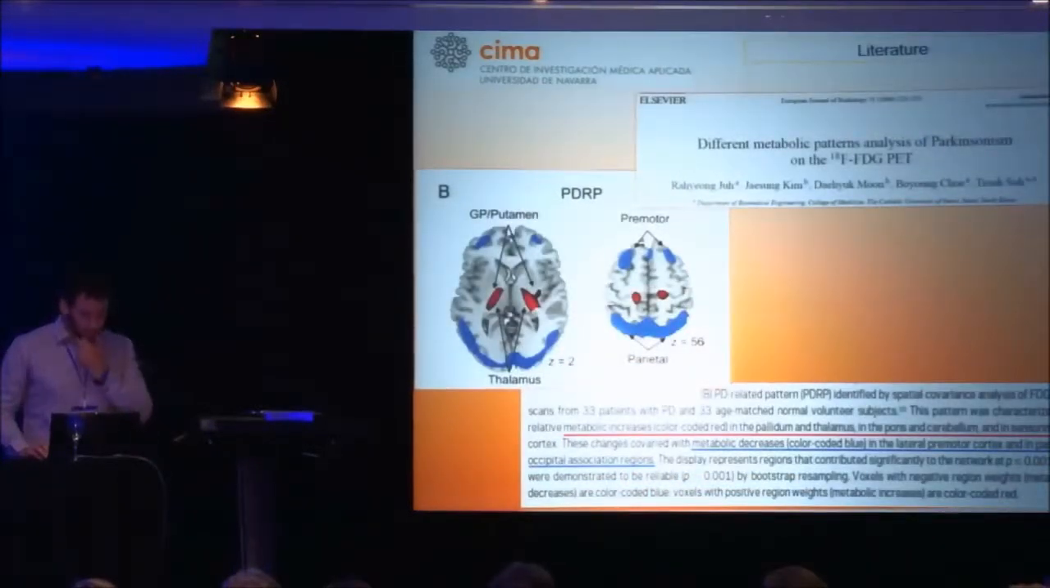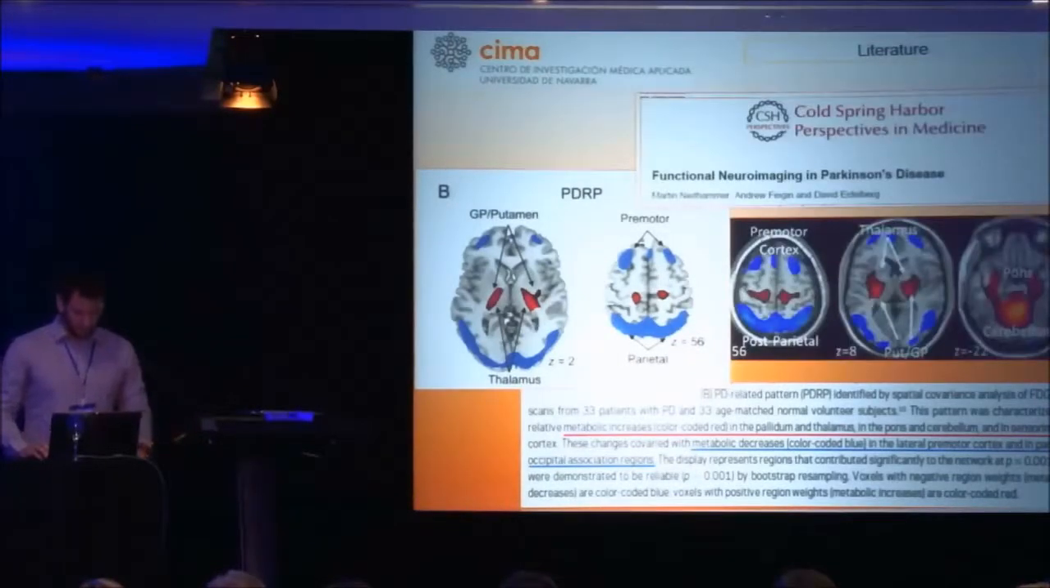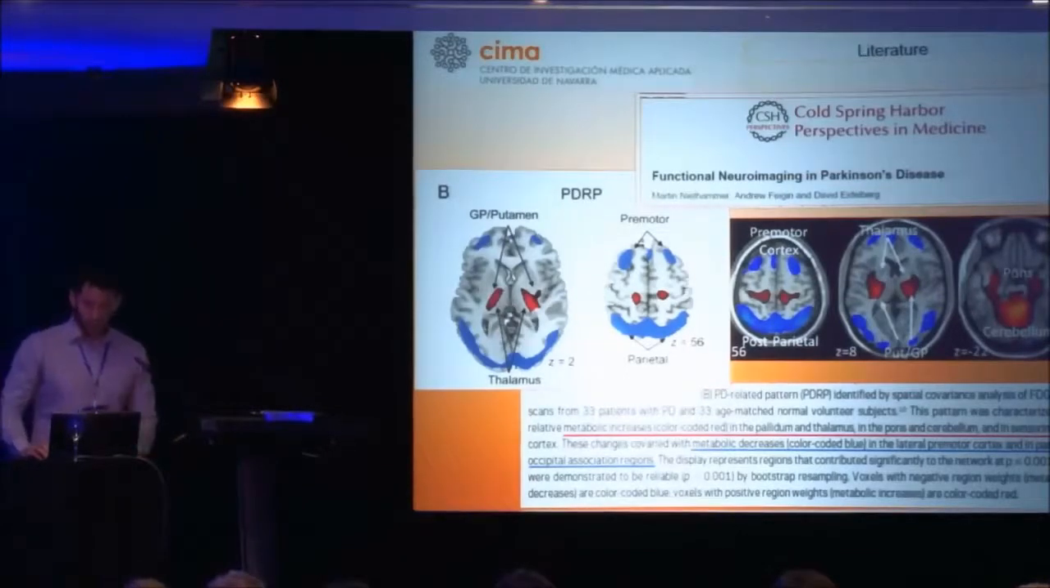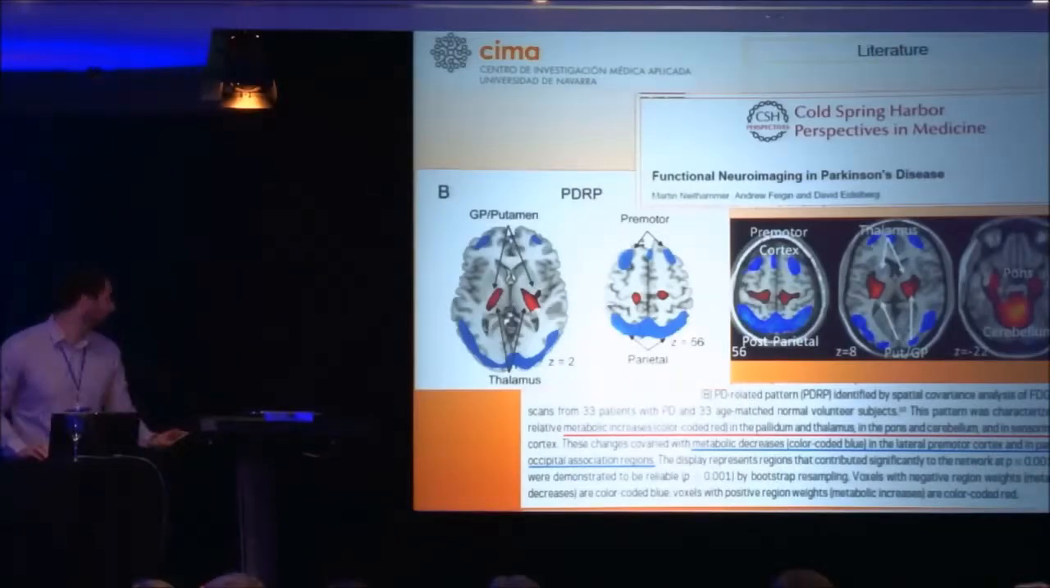The FDG PET pattern of severe Parkinsonian monkeys and after receiving acute levodopa treatment resembles and mimics one characteristically found in PD patients by Heidelberg's group. As we have just seen in the severe Parkinsonian monkey, patients also showed metabolic increases in GP, thalamus, and cerebellum, as well as metabolic decreases in premotor cortex and parieto-occipital cortex regions.